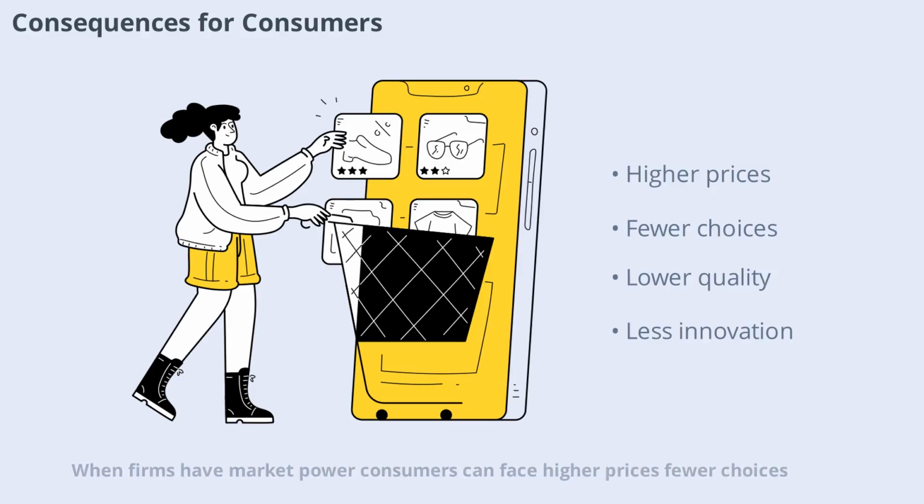When firms have market power, consumers can face higher prices, fewer choices, and lower quality products. Without competition, there's less incentive for companies to innovate or improve customer service. This can lead to a less dynamic market overall. In some cases, firms may even engage in practices that deliberately limit competition, such as exclusive contracts or predatory pricing. These consequences highlight why market power is a concern not just for economists, but for anyone who buys goods or services.